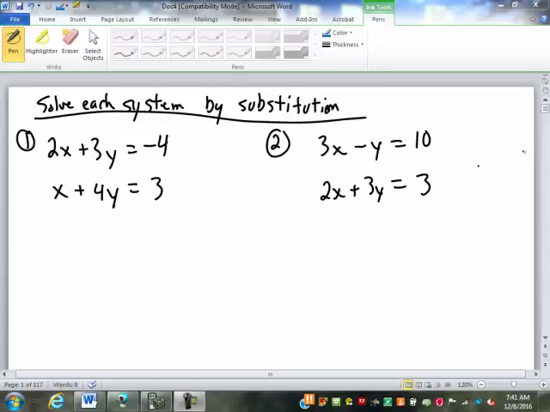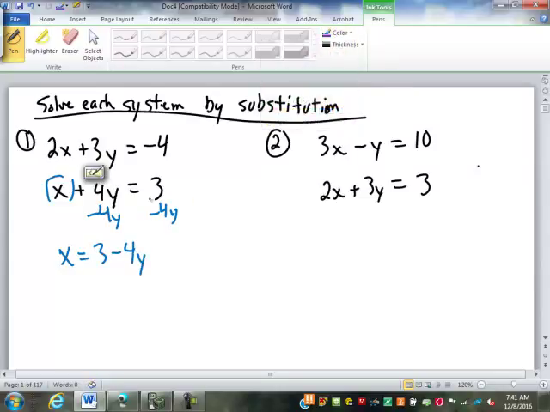Okay, so for the first one, for each of these, we've got to pick a variable to solve for because none of them are already solved. For the first one, which variable is easiest to solve for? The x in the second equation. So we're going to do it by simply subtracting 4y. So x equals 3 minus 4y.